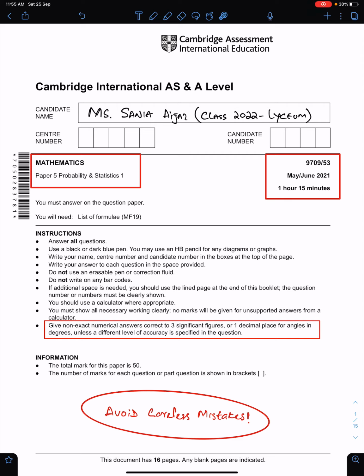In this lecture, I will discuss the solutions of S1 variant 53 of June 2021. For this lecture, I am using the work of one of my best students, Miss Sania Ijaz of class 2022, the Lyceum. All these instructions are very important, especially this last one: give non-exact numerical answers correct to 3 significant figures. You must follow all these instructions. An important tip: avoid careless mistakes.